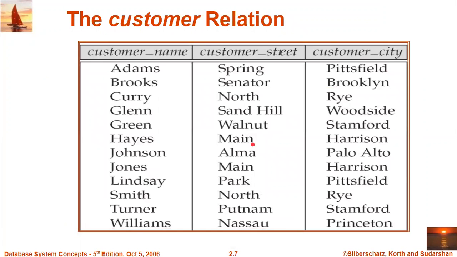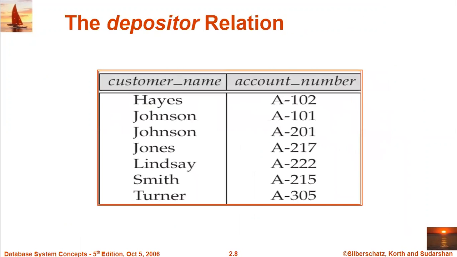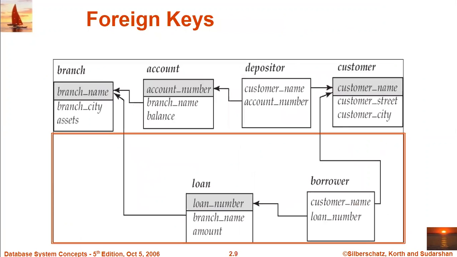So next we have the customer relation, which consists of customer name, customer street, and customer city. This table consists of personal details of the customers. We will be discussing the schema of this. Then we have the deposit relation, which consists of customer name and account number, which says a particular customer holds a saving account in the bank or whatever we are considering. So this is the schema that we will be using.